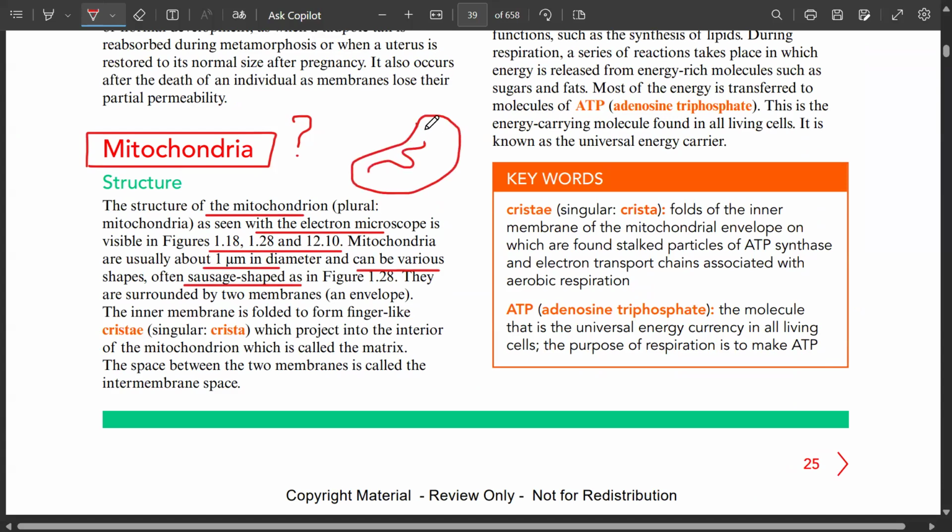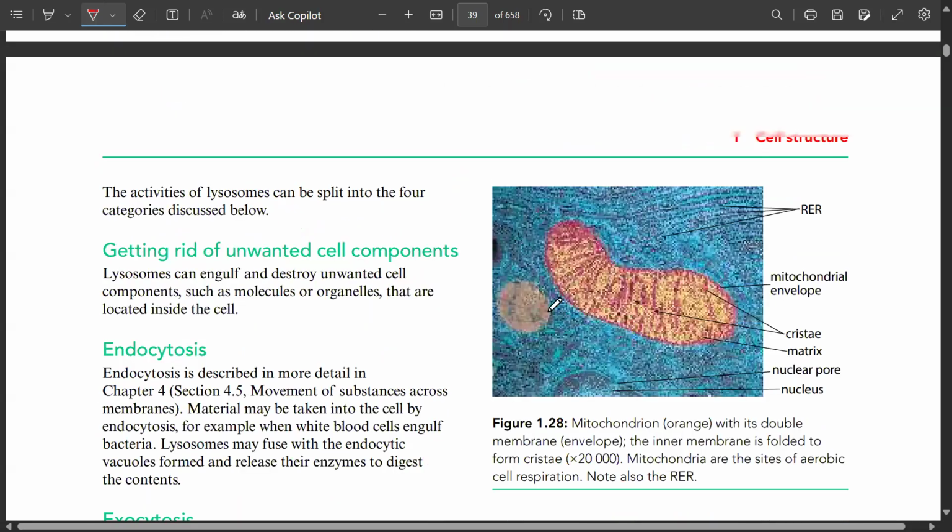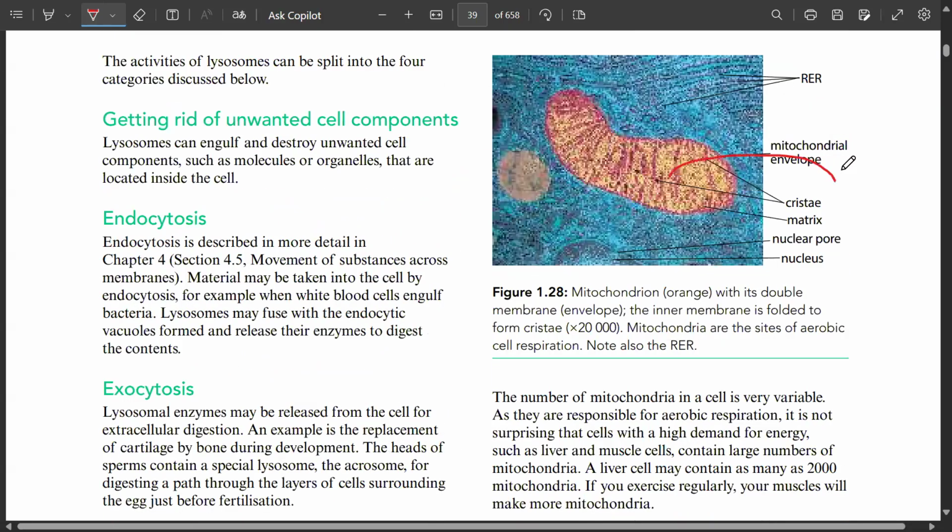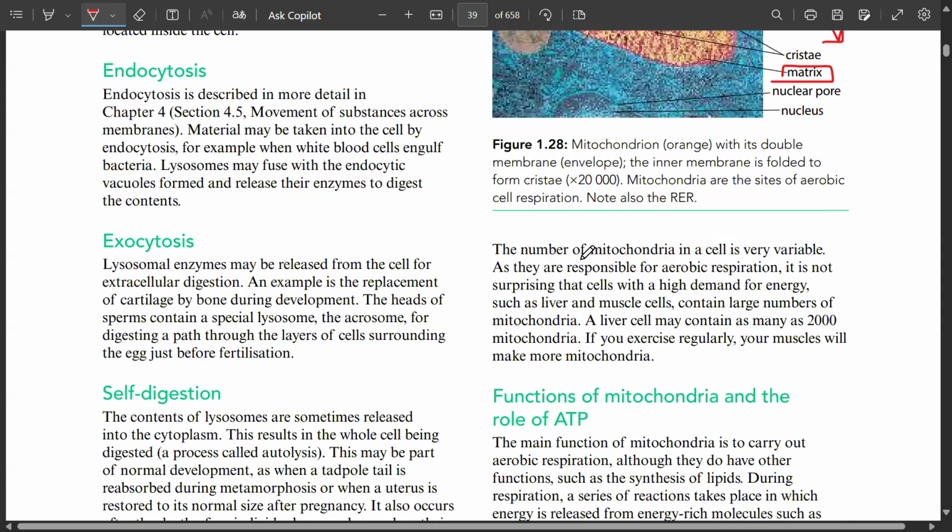And inside we have these different envelopes that I told you last time as well, which were cristae, that are projecting into the interior of the mitochondrion. And the cytoplasm of mitochondria is known as the matrix. Now, the number of mitochondria in a cell is variable.